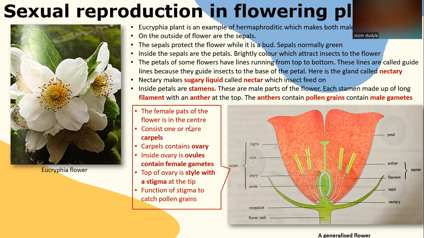The female part of the flower, in the center, is the carpel, which consists of one or more carpels. Carpels contain the ovary. Inside the ovary is the ovule, which contains the female gametes. On top of the ovary is a style with a stigma at the tip. The function of the stigma is to catch pollen grains.